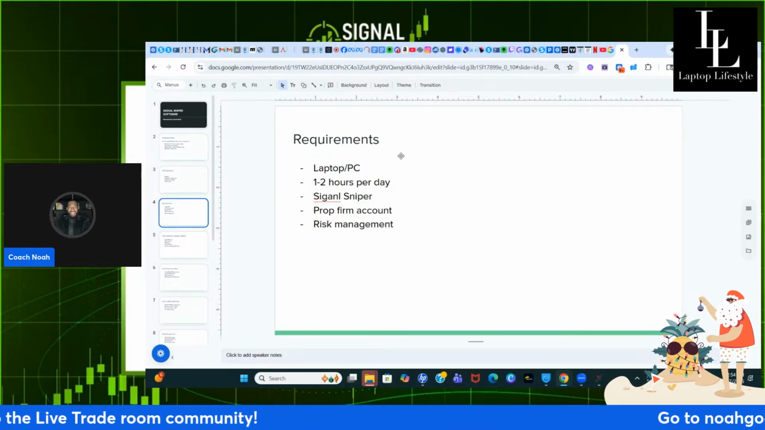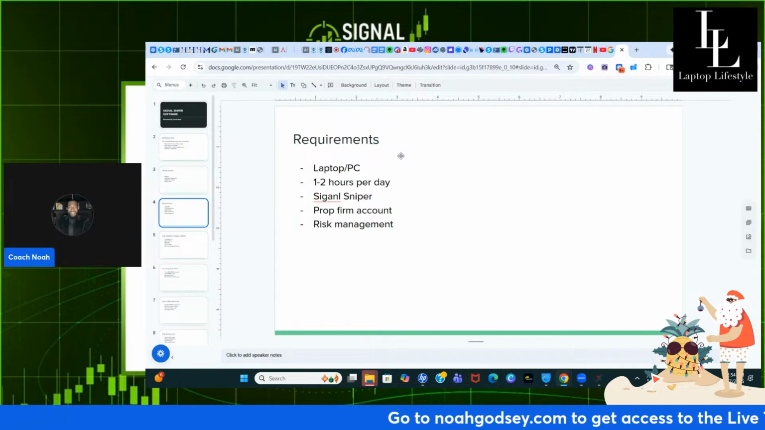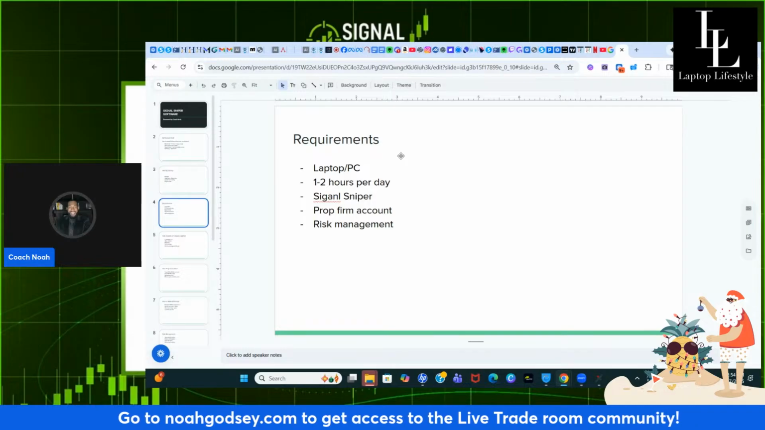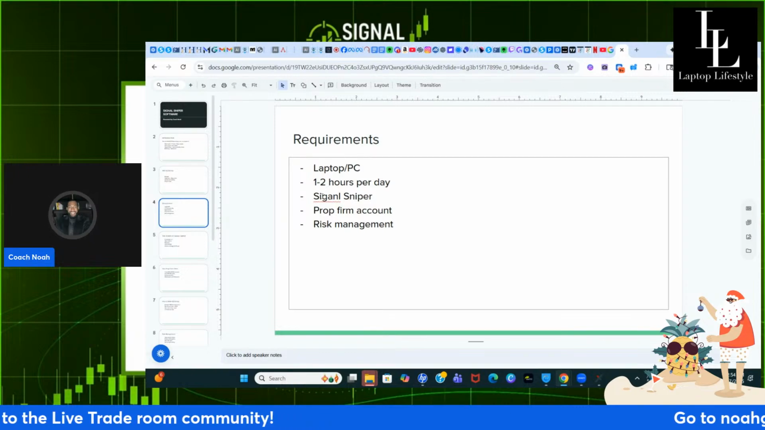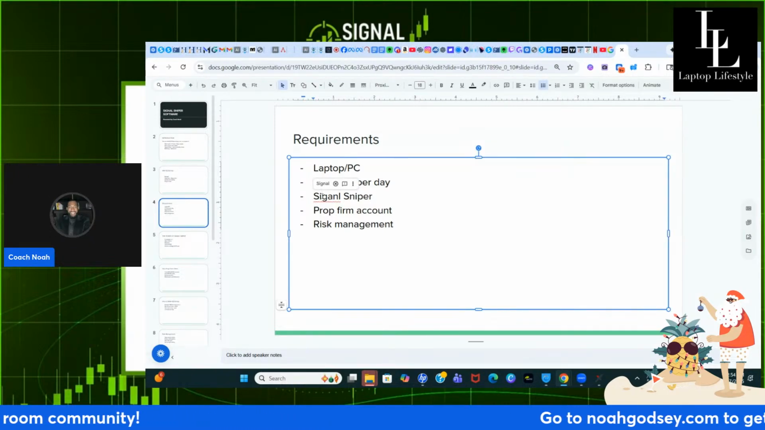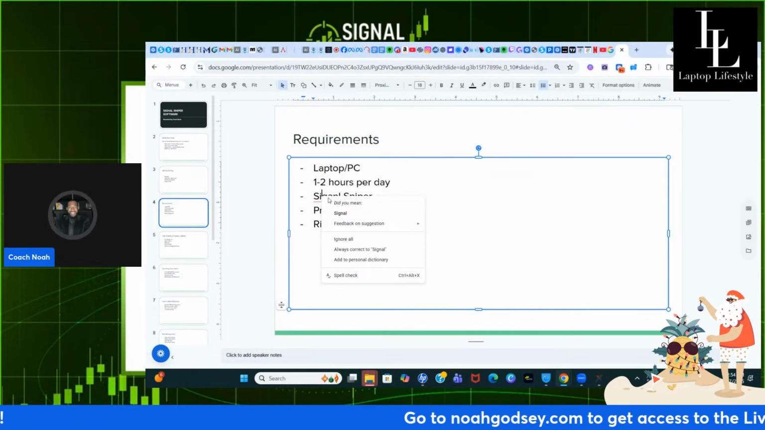The requirements also include about 1 to 2 hours of your time. I usually trade from about 9 a.m. to 10 or 11. I try to be done by 11 o'clock. You also need the Signal Sniper download, the software.